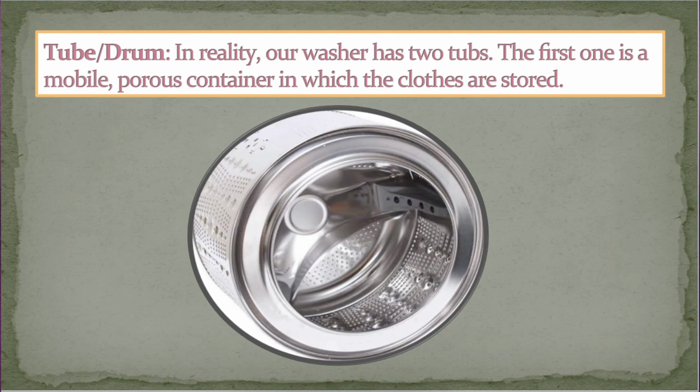Tube and drum. So in reality, our washer has two tubes. The first one is a mobile porous container in which we put the clothes and store. In the top load washer, the interior tube is referred to as a wash bucket, while in front load washer it is referred to as a drum. The outer tube remains immobile and retains the wash bucket or drum, catching the draining water. During the cycle, water can enter and exit through the porous surface of the inner tube.